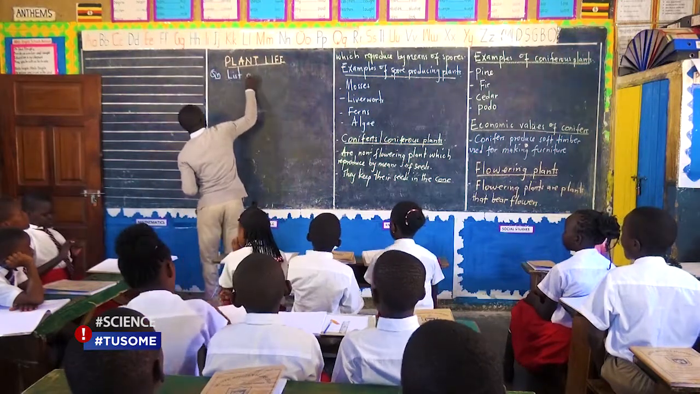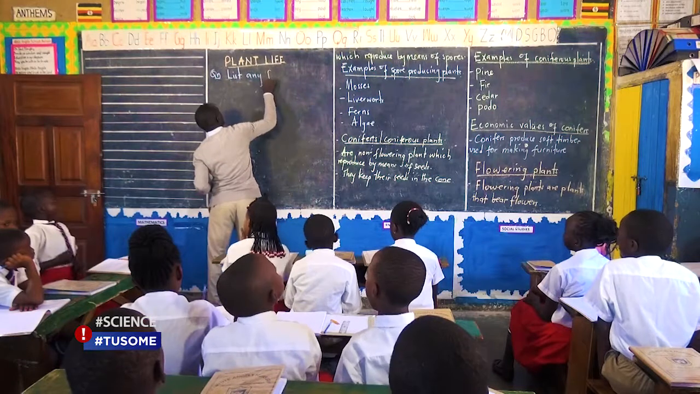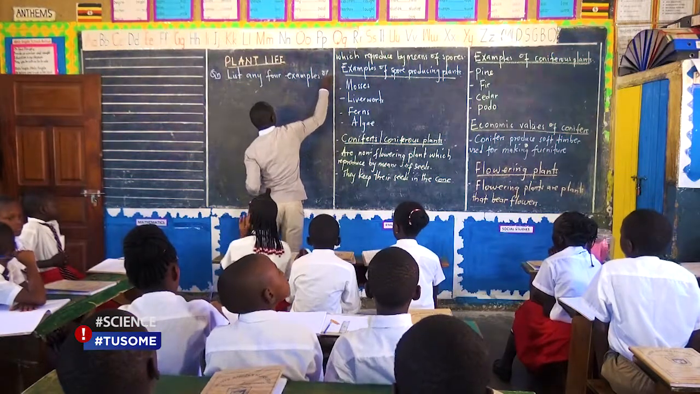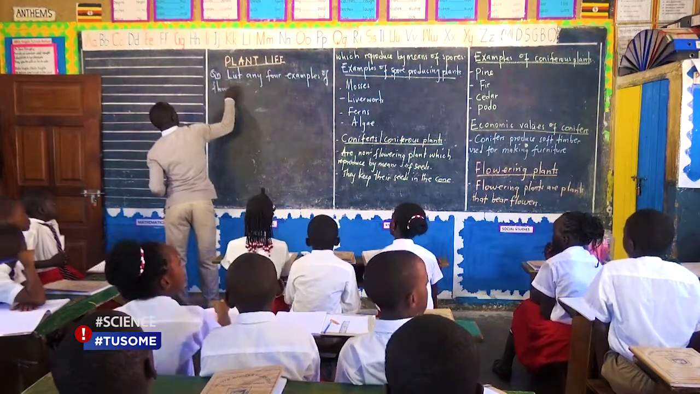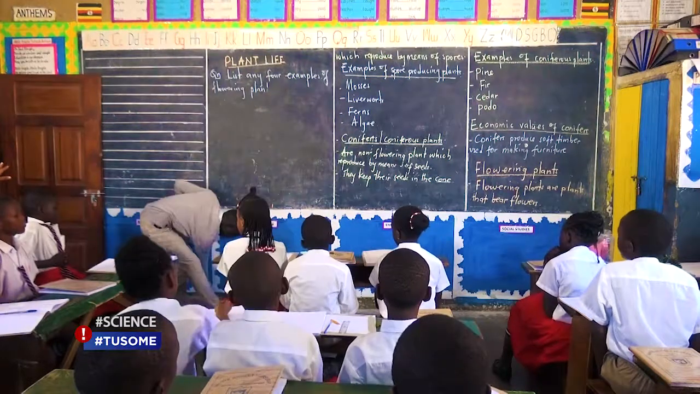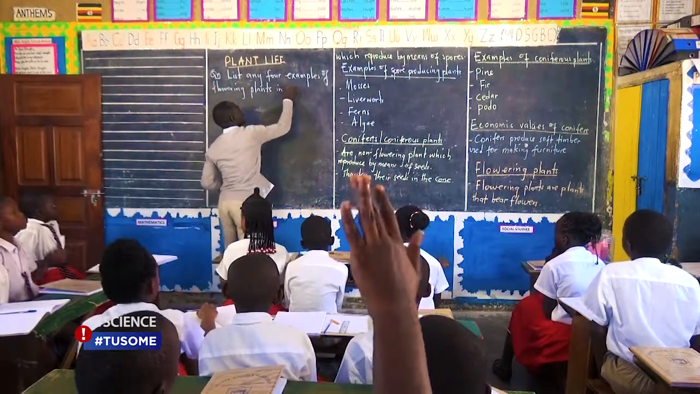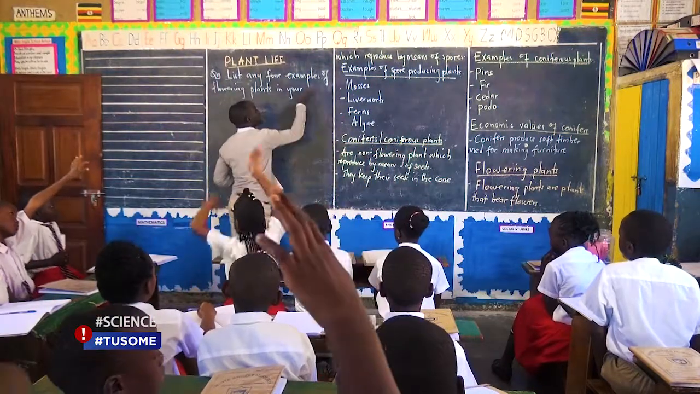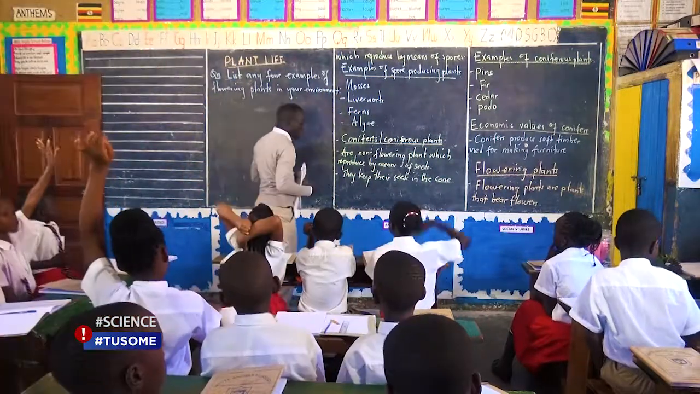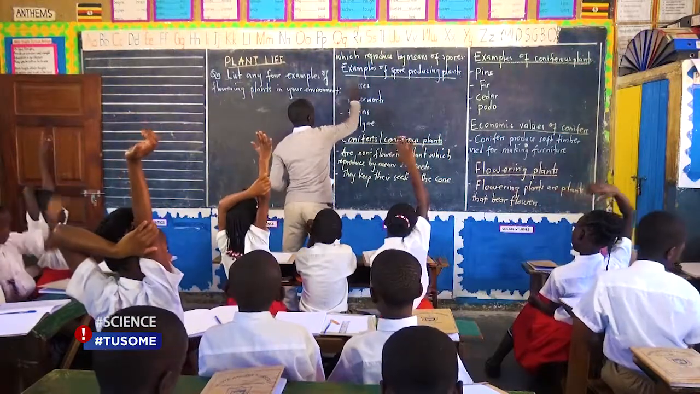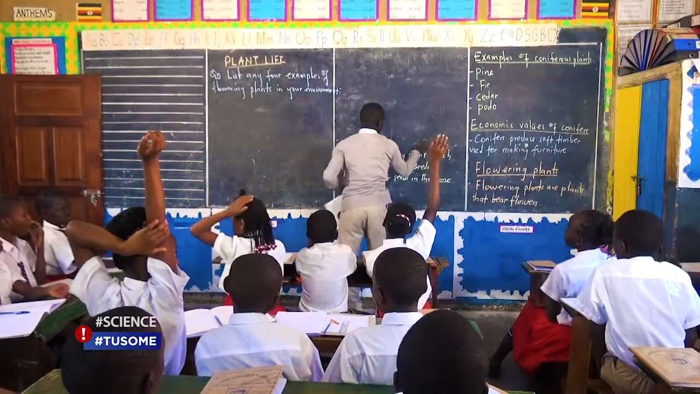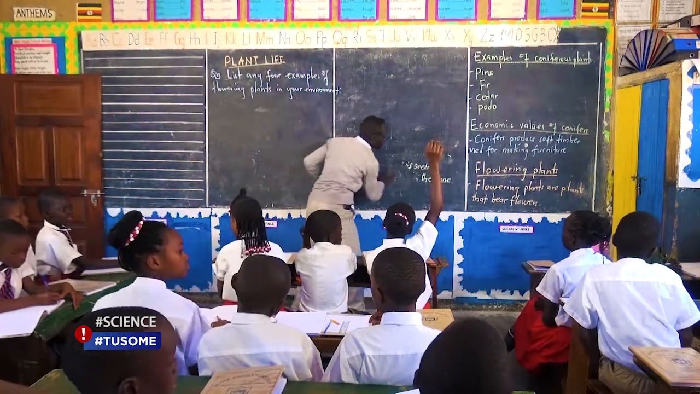Now, we are going to have a question. List any four examples of flowering plants in your environment. You are going to write them in your books and I'll mark them. You leave the space for it and write for me the answers there.